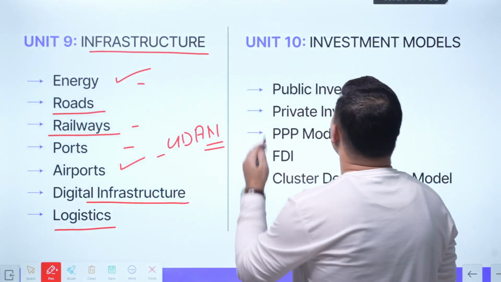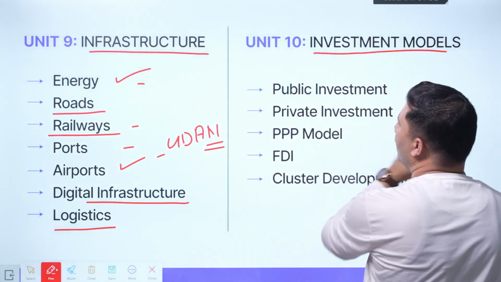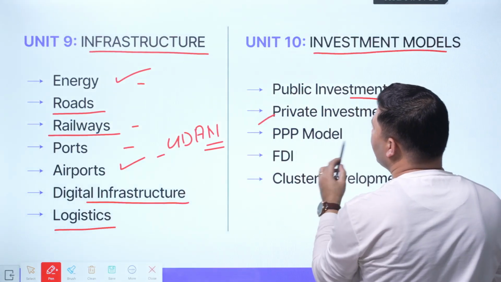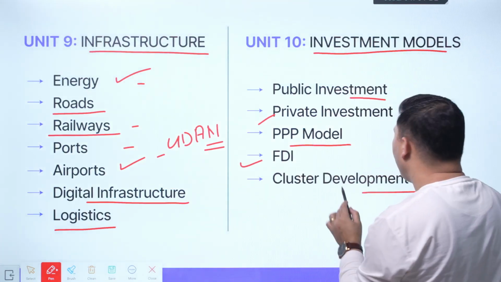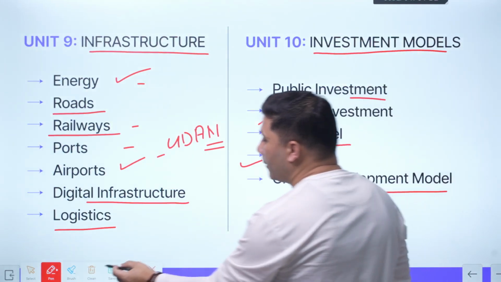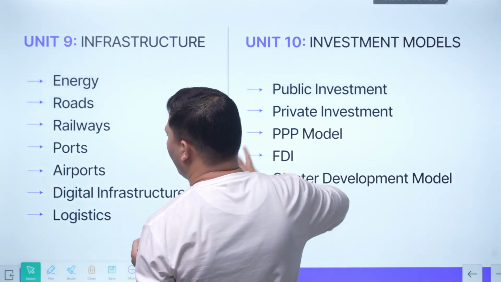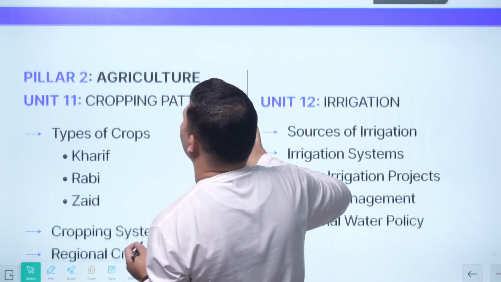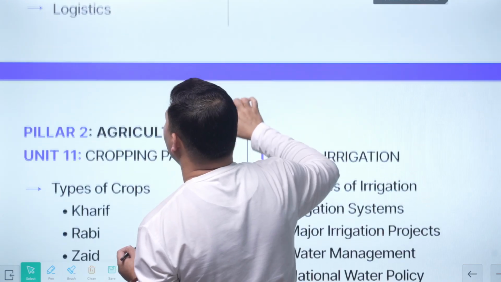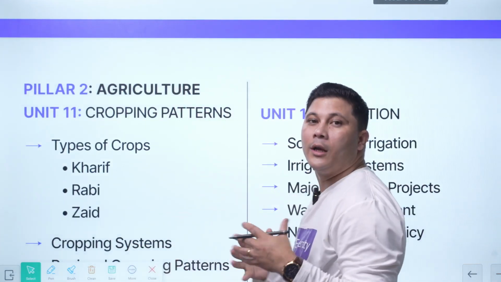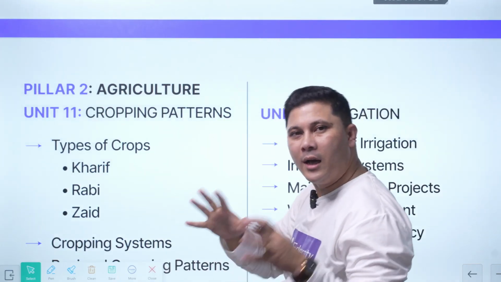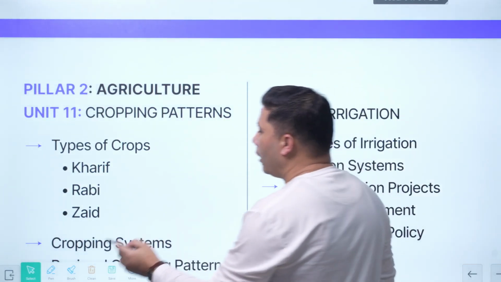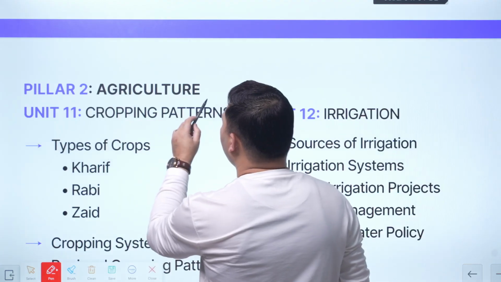Going forward, you also have to study the investment models: public investment, private investment, public-private partnership model, FDI, and cluster development model. Very cardinal. Then in Unit 10, we are going to learn about the second chapter, that is agriculture. So this much is enough for the economy section.